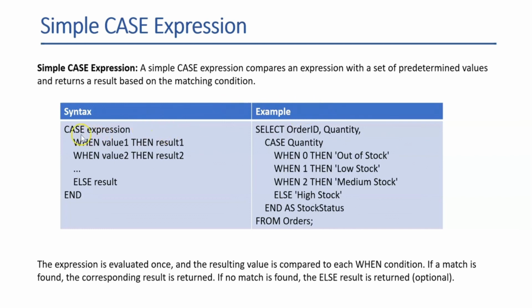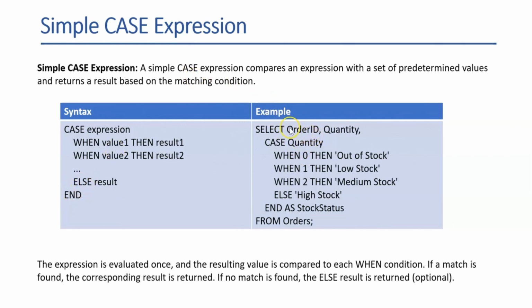First, understand the syntax. You have the keyword case, then you provide the expression here. It could be your column name, and then you have when and then. These are keywords. With every when you need to mention then. This is the value, and if this value is true, then what should be the result? You can have multiple when and then, and after that you can have the else. This is optional. If none of these conditions are satisfied, it will return the else result. Whatever you mention as the result in the else condition will be returned, and the case should end with the end keyword, right? Now let's see the example here.